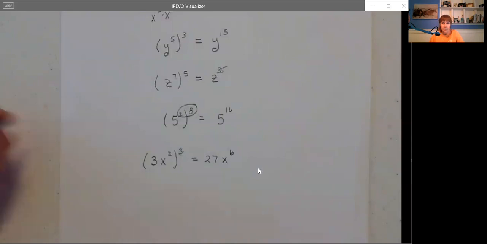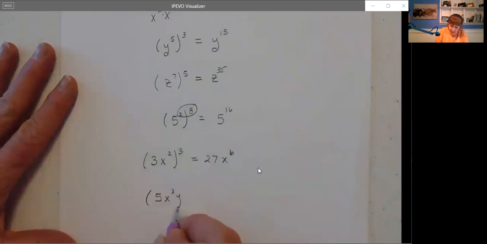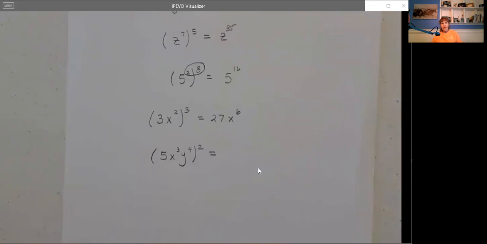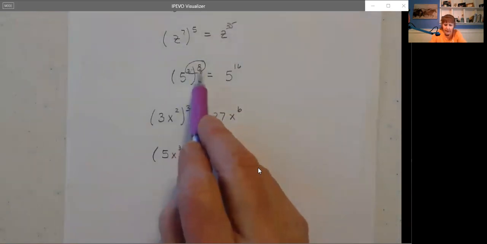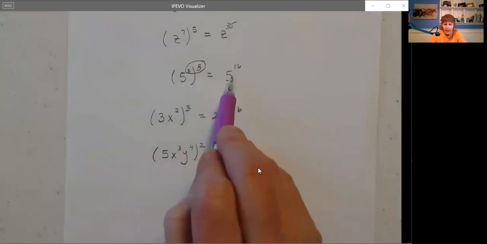27x to the 6th is your simplified answer. Let's try another one. Let's do (5x cubed y to the 4th) squared. Okay. Instead of doing something like this where I have these two exponents that I multiplied, this would be exponential notation, the answer.